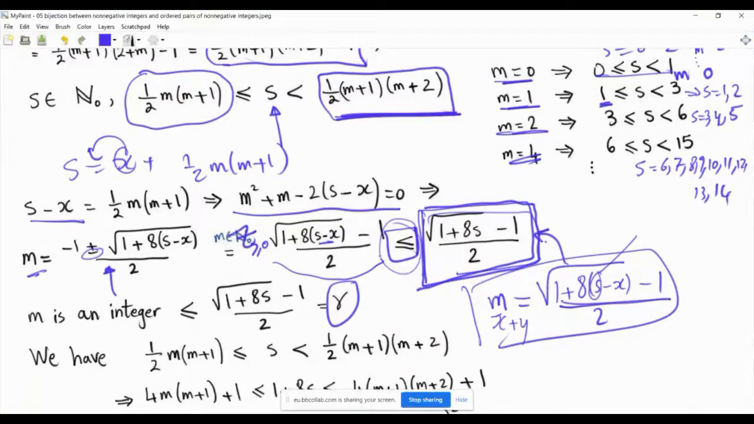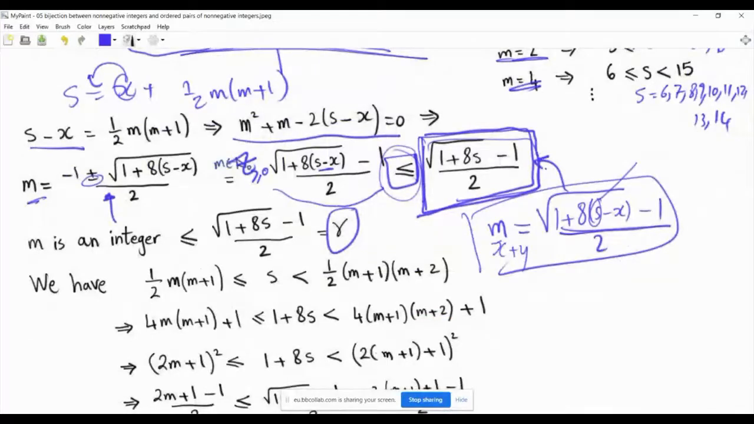Let's see why. So let's go back here. Okay, so this is the inequality for S, and S basically goes from here to there. Remember how we obtained this inequality? We said that S is equal to X plus half M plus 1, and given M, X can be 0 and Y equal M, so this is the lower bound, and the upper bound is obtained if you put X equal to M.